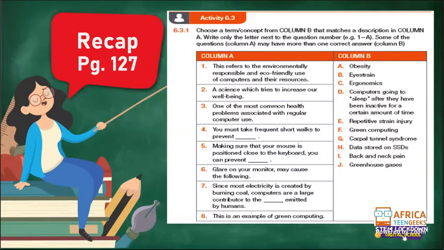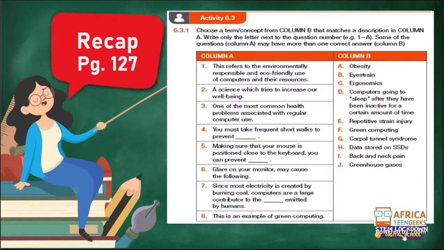And then lastly, this is an example of green computing. What's a good example of green computing? That's the computers going to sleep after they have been idle. And then also we can say use of SSDs, right? We can also get that one, H.